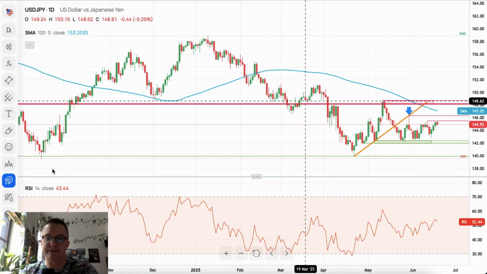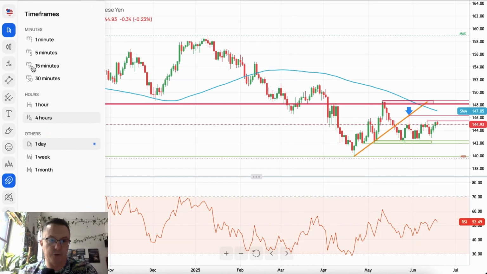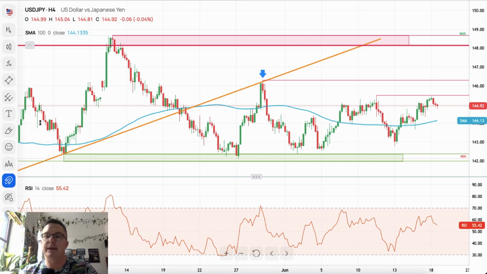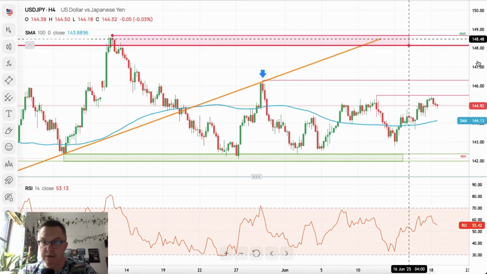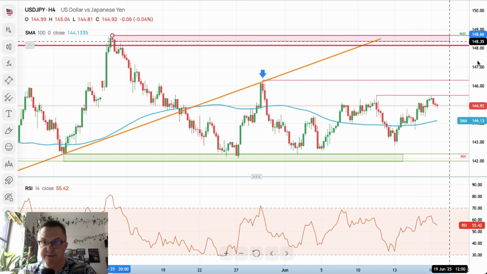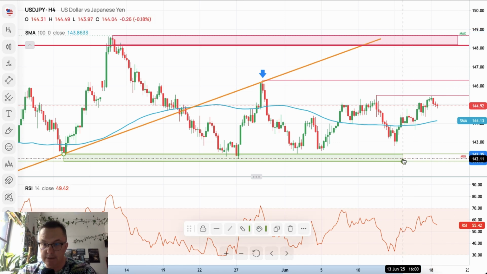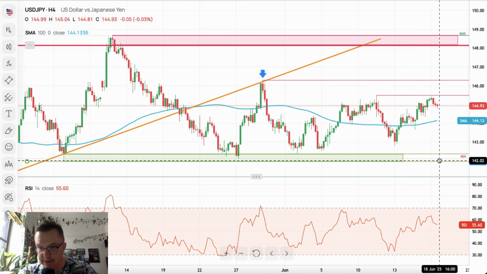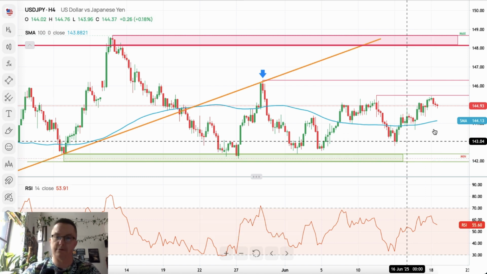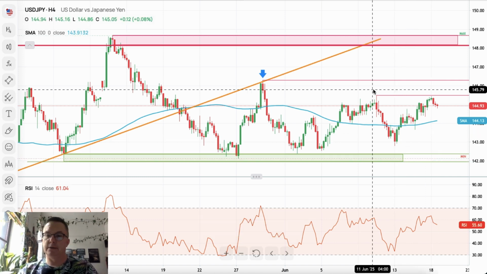US dollar versus the Japanese yen, another market we've been following for days. As you can see, this market is still between a major supply level, of course our pink rectangle, and a major demand zone, our green rectangle. So it's pretty clear where they are on the chart.